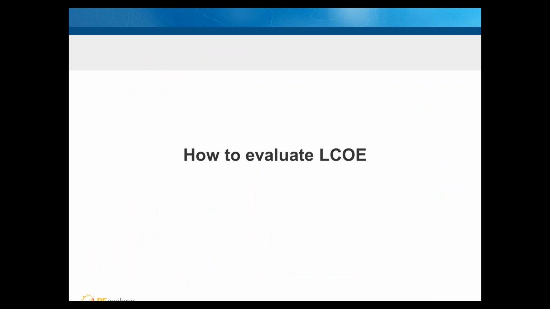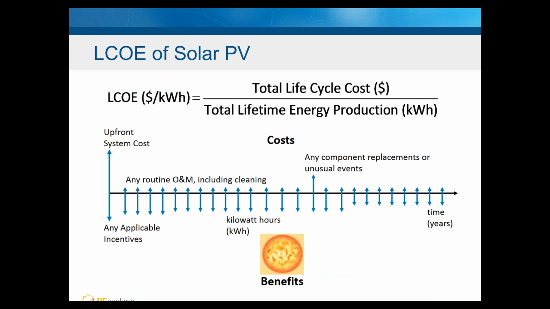How to evaluate LCOE? I'll give you a simple example. The LCOE is basically the total life cycle cost of a particular project divided by the total lifetime energy production. The graphic below shows the cash flow of the project. You're starting with a high upfront system cost, and then there might be some incentives that are applicable, from the bottom of the chart.